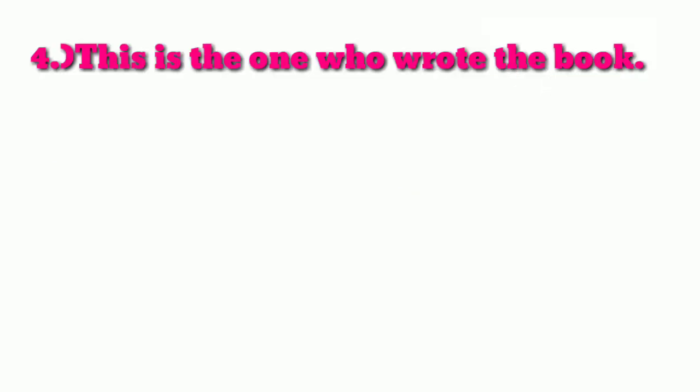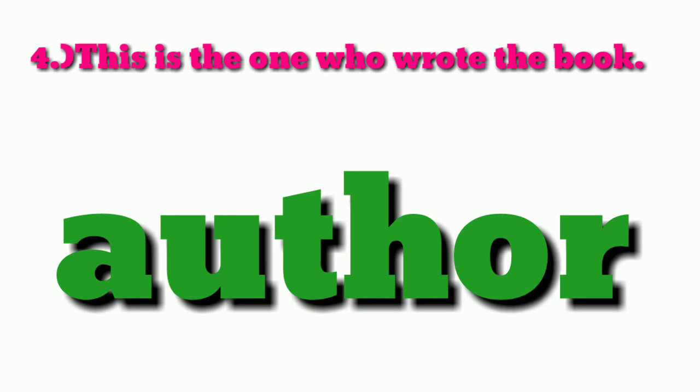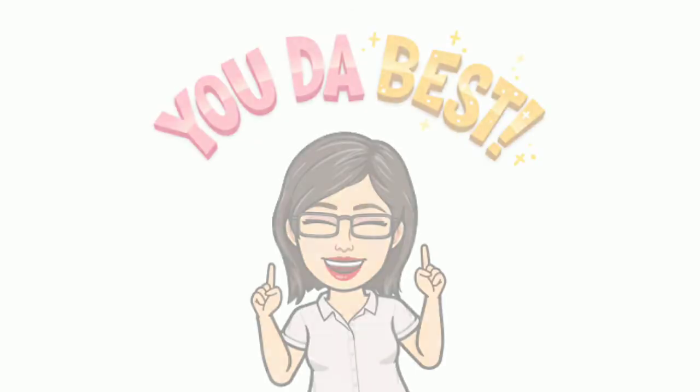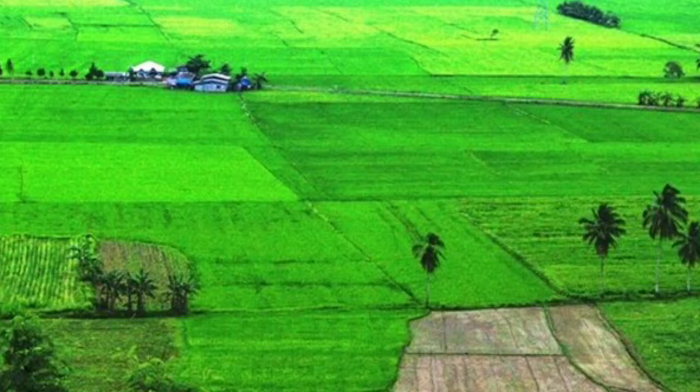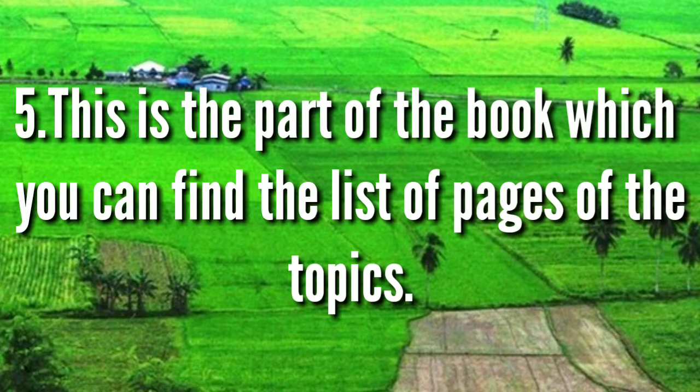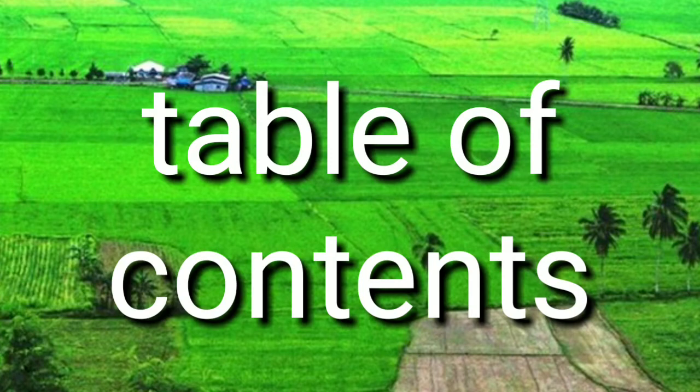Next, number 4. This is the one who wrote the book and it can be found in the cover part of the book. What do we call this? Yes, author. They are the author. You're the best. Good job. Number 5. This is the part of the book where you can find the list of pages of the topics. What part of the book is it? Let me see your answer. Ta-da! Table of contents. Good job.